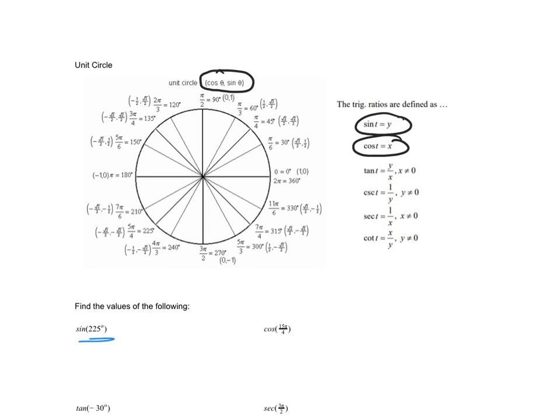So if we look at this first one, it says, what's the sine of 225? Well, here's 225 right here. So here's the x, here's the y. And remember, the sine is the second coordinate, which is simply negative radical 2 over 2. So the sine of 225 is negative radical 2 over 2.